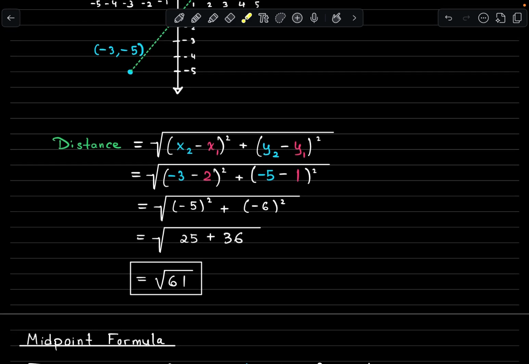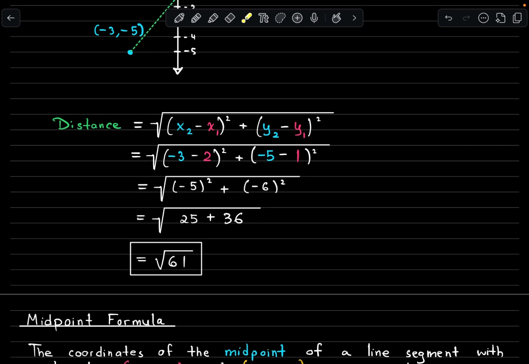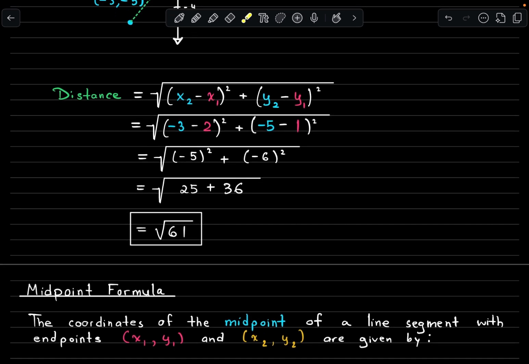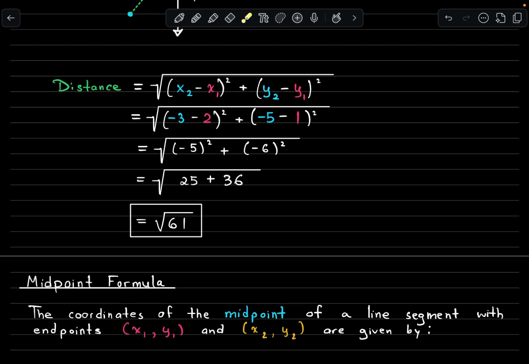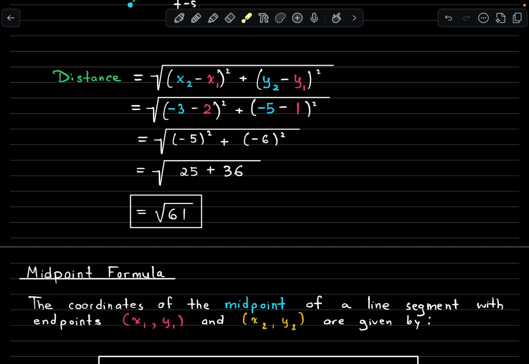Next, we've got the midpoint formula. So now the coordinates of the midpoint of some sort of line segment. A line segment is just, we've got 2 points, and we're connecting them with a line. A midpoint is something that is going to fall right in the middle between those 2 endpoints of your line segment.